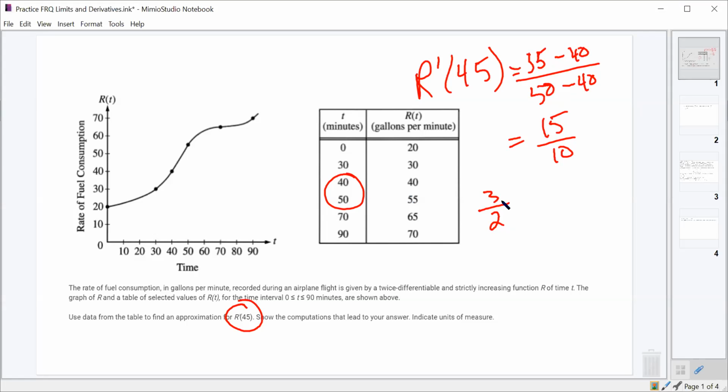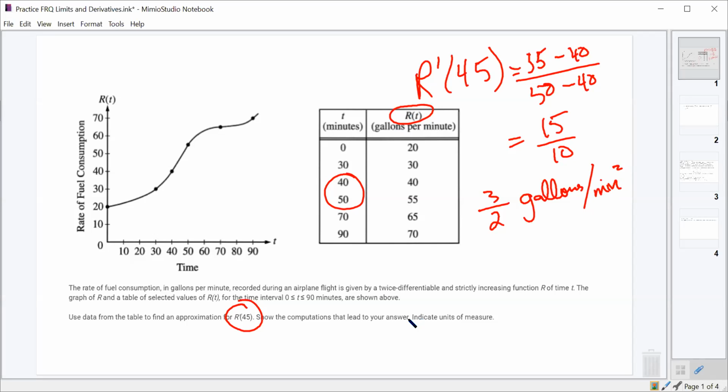3/2. And then if R of t was in gallons per minute, what should the rate of change of that be? It should be gallons per what? Gallons per minute. Well, R of t is already gallons per minute, so minutes squared. Yeah, gallons per minute squared, either one would be acceptable units for that.